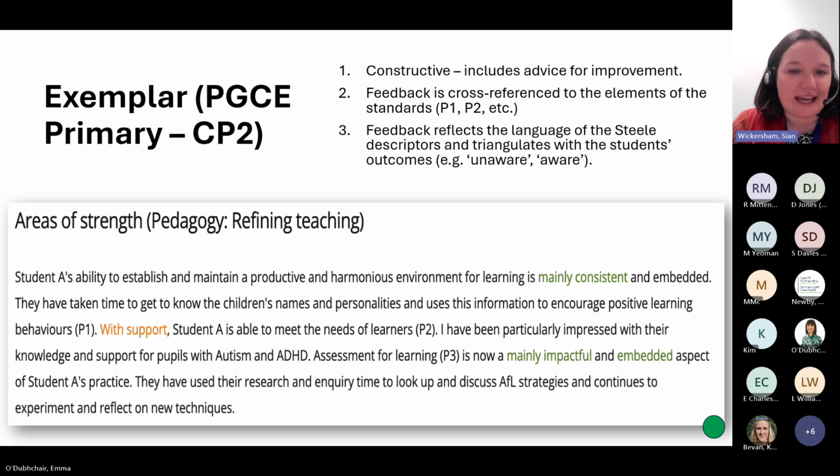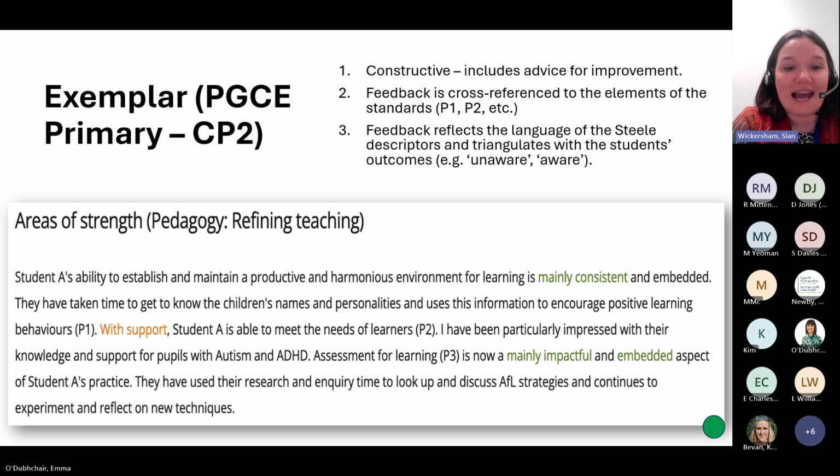The second thing is the feedback is cross-referenced to the elements of the standards. So you can see here it's cross-referenced to P1. So they've taken the time to know the children's names and personalities and use this as information to encourage positive learning behaviours, and they've explicitly referenced P1. So when you're referring to a particular standard, putting the standard in brackets is really helpful.